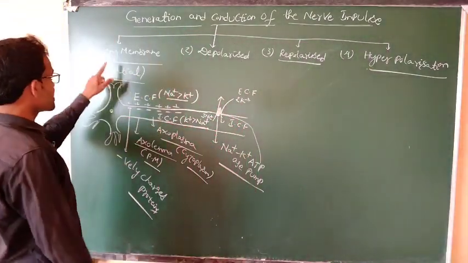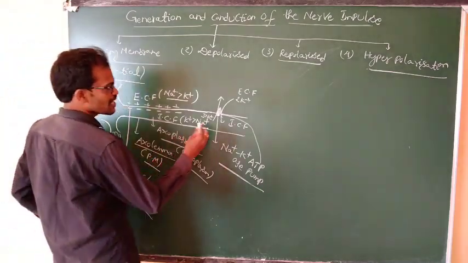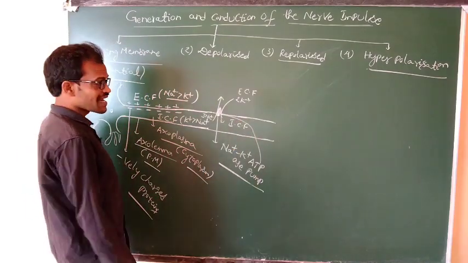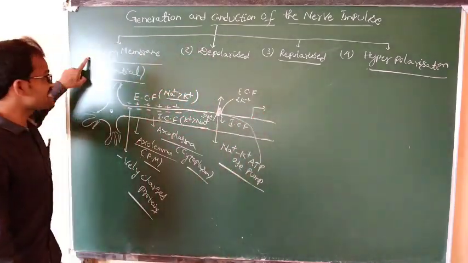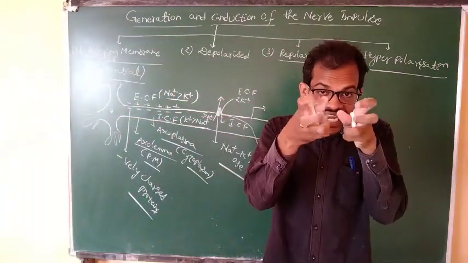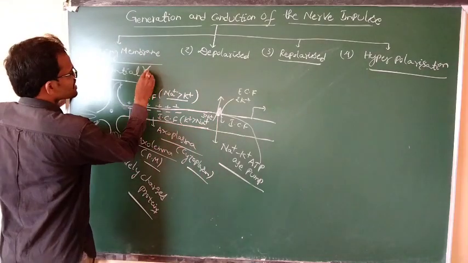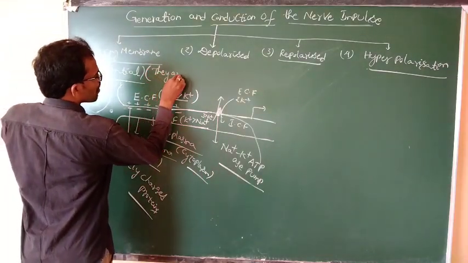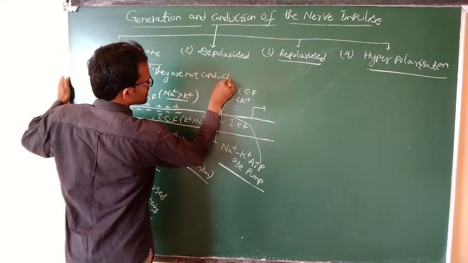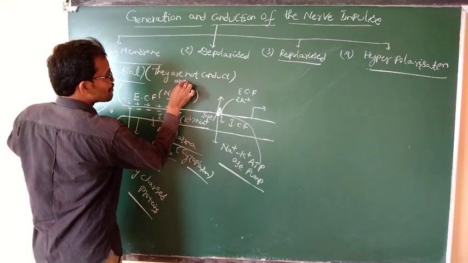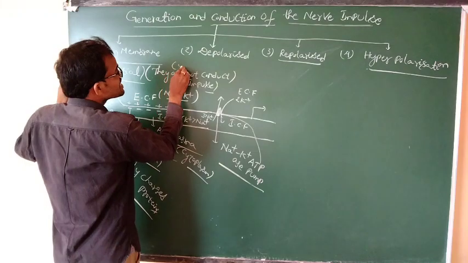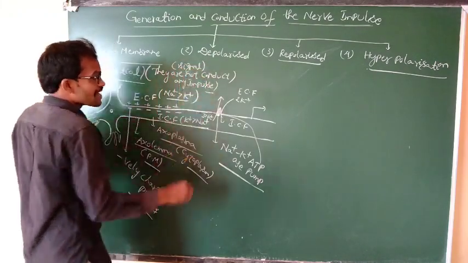What are the other conditions during the resting membrane state? The axolemma membrane at rest means it does not conduct any impulse and does not receive any signals.